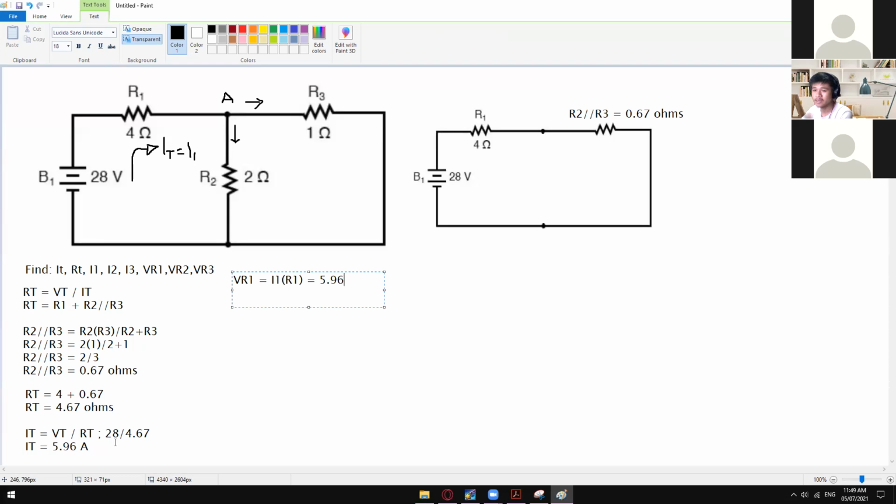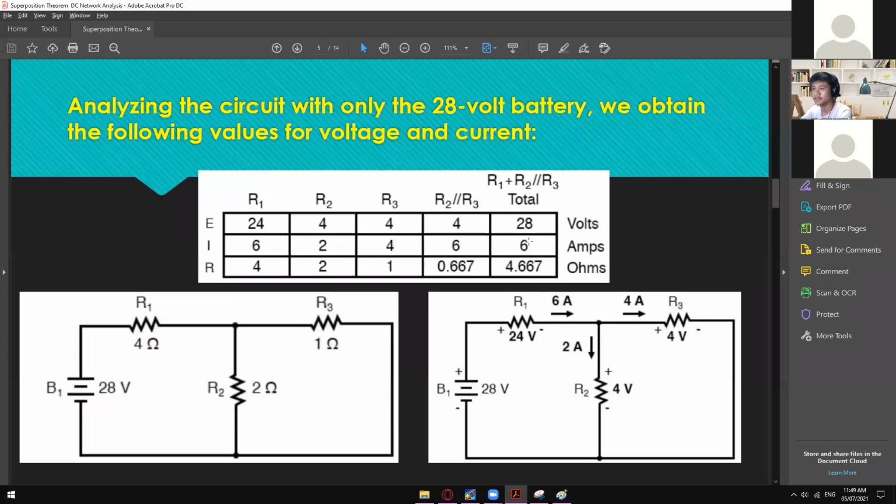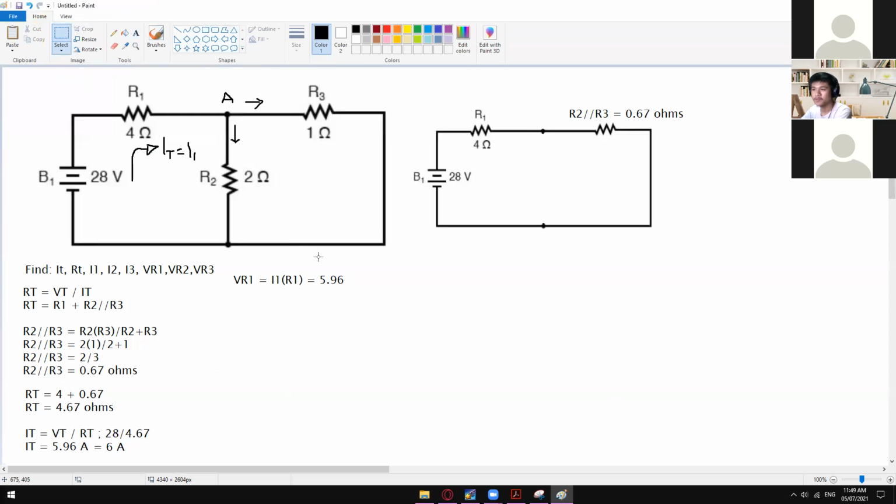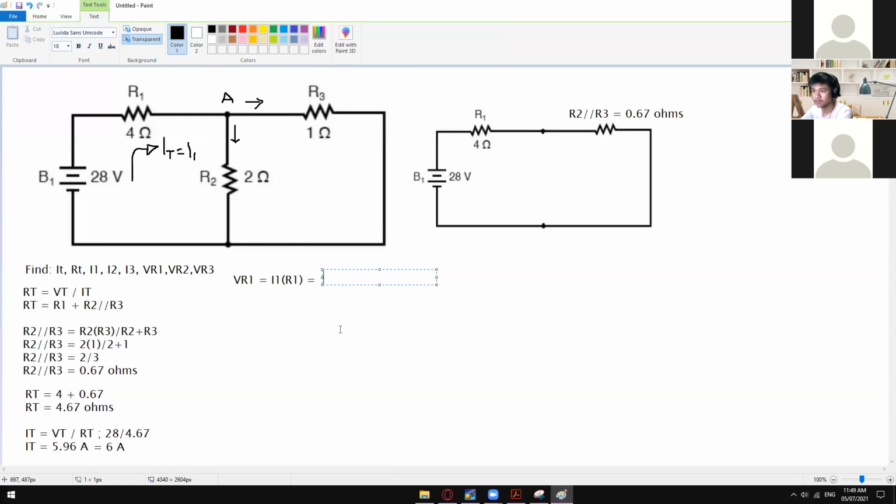Anyway, to make this as the same as possible, let's just round up to 6 ampere. But when it comes to a super exact answer, the correct answer is 5.96. But to make it the same with what we have in here, let's just use 6 ampere. All right, so let me remove this one, and let's use 6 ampere, so that we can arrive with the same result as what we have in our module right here.